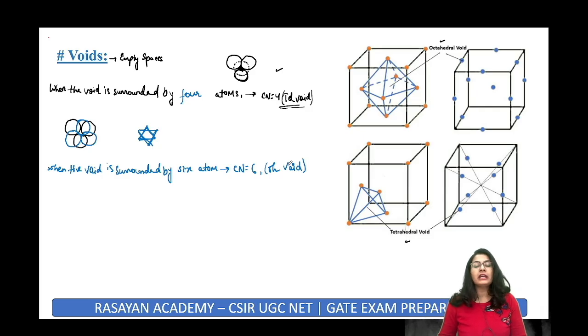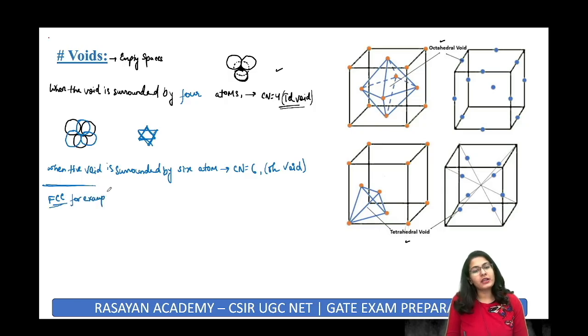Now, how many octahedral voids or tetrahedral voids do we have in a particular lattice? Okay, so look guys, first of all, how many in a simple lattice? For example, I'm taking just FCC as an example. It's not that voids occur only in FCC. It happens in BCC also. It happens in simple cubic also. Every kind of lattice will have some voids. So I'm taking FCC just for example.